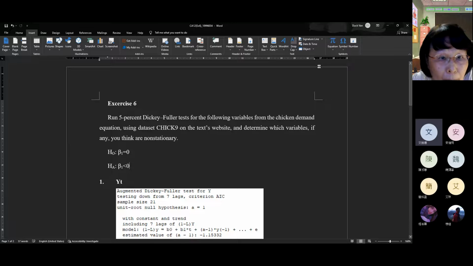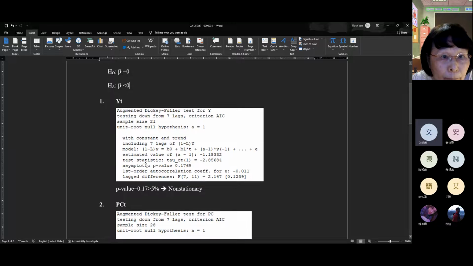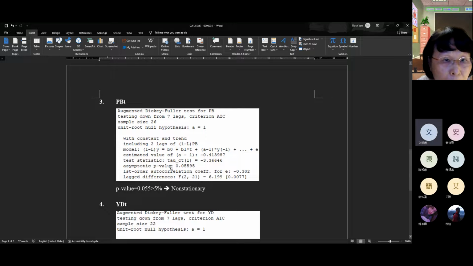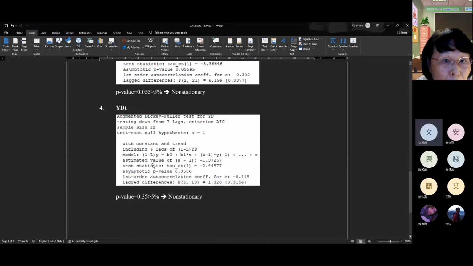I did it very simply, according to what they're telling, so I just did the 5% Dickey-Fuller. The first one, the p-value is like 0.17, so it's more than 5%. So it's non-stationary. The second one, PCE, is also. And the third one is 0.055, so it's also more than 5%, but it may be stationary at 10%. And the last one, YD, is 0.35, more than 5% also, so it's also not stationary.